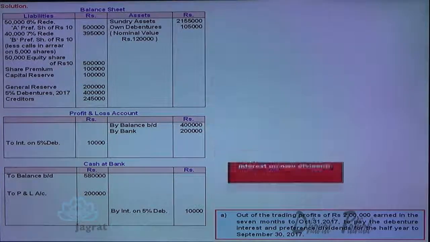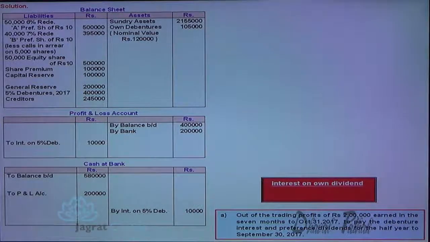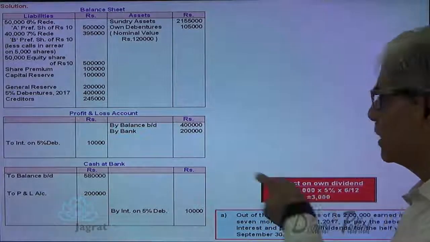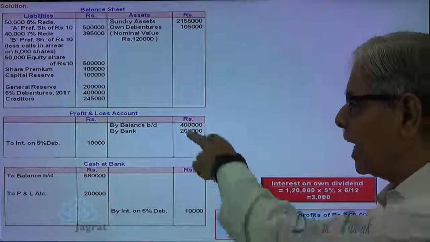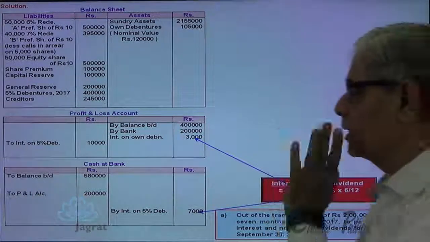So to that extent, I am required to pay amount less. I am not required to pay 10,000 actually, because on own debenture, 6 months interest will work out to be 3,000. So I am required to pay to the outsiders only 7,000, and this 3,000 is the income on investment in own debenture. So I will credit profit and loss account with this 3,000 interest on own debenture, and the payment made to outsider I will change. It will become 7,000.